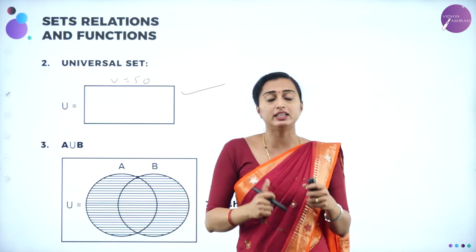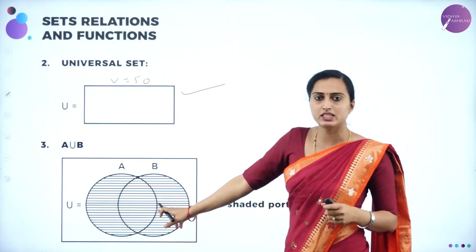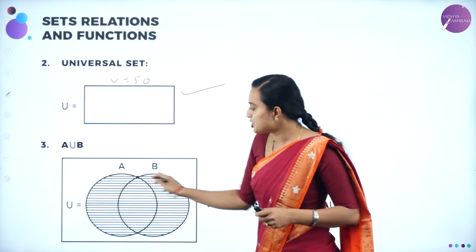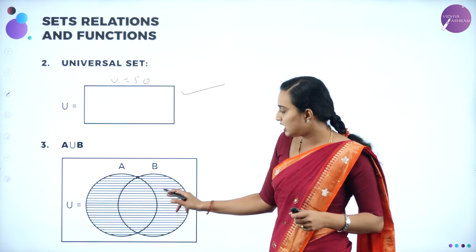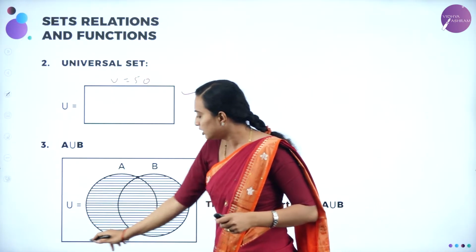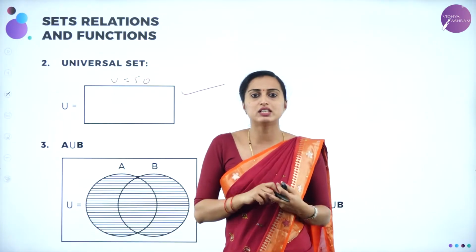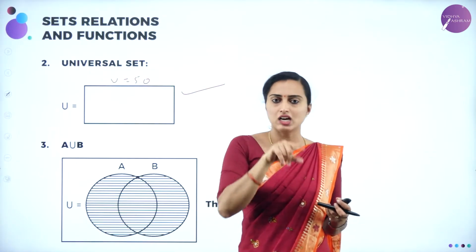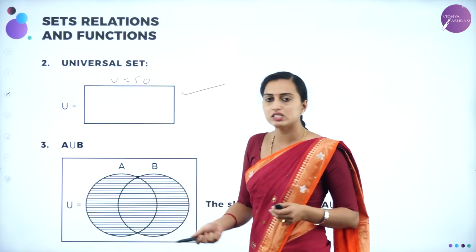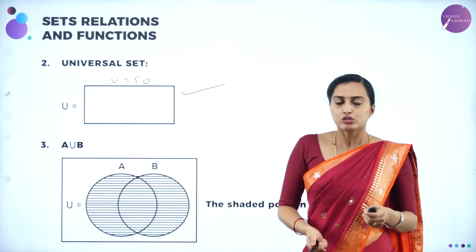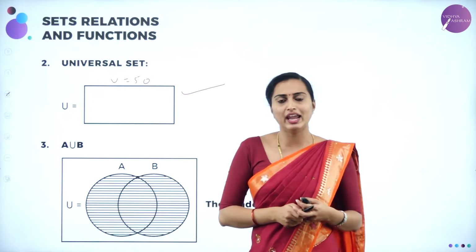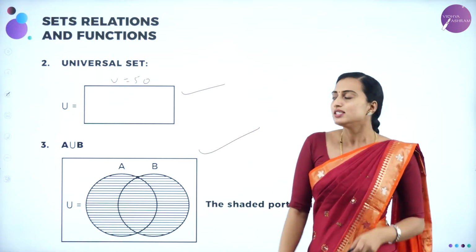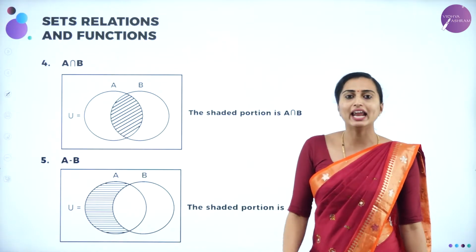How are we going to represent it in a Venn diagram? This is how you represent it. This is the set A and this is the set B. The shaded region you can see is within the universal set. Under the universal set you have the set A and the set B, written in the form of circles. The shaded region is the A union B. If they ask you to represent A union B, this is the diagram you are going to draw. Understood? We'll be moving on to the next one, A intersection B.